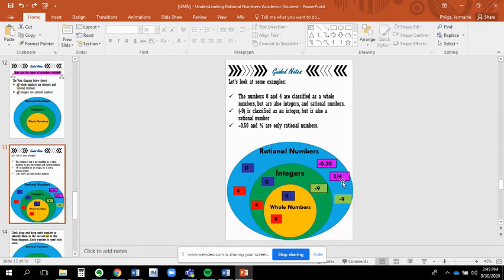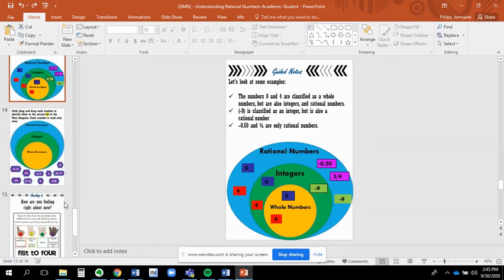Same thing for 3/4. When we classify these, I don't want to keep putting boxes everywhere. I'm going to put it to where it will work for everything. So naturally, the only 4 I would need would be this whole number one, because if I have a 4 here, that means that it's also going to be an integer and a rational number, because the yellow circle is inside of the green and the blue ones.